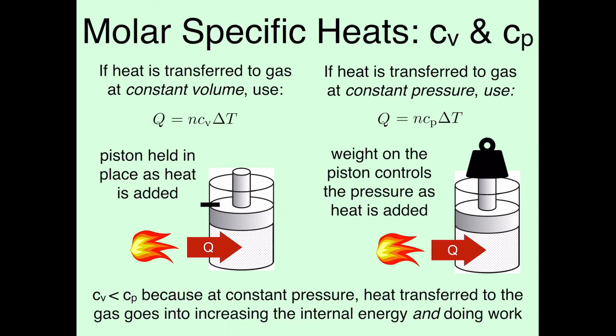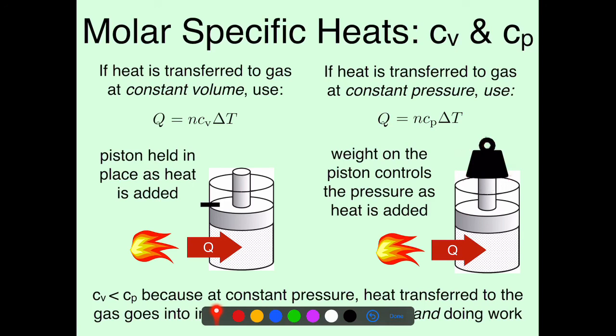On the other hand, we can imagine adding heat at constant pressure. So in this case, what you should be imagining is we have the same kind of gas in a cylinder with a piston, but this time the piston is free to move. There's nothing locking it into place. But what we're going to do is put a weight on top of the piston, and basically we can control the pressure of the gas by controlling the weight on top of the piston.